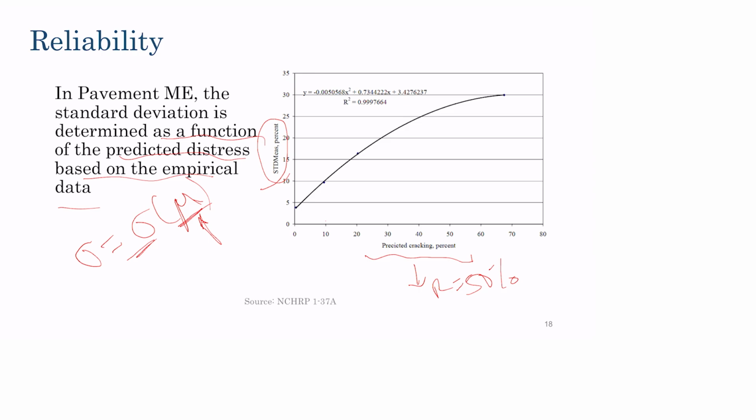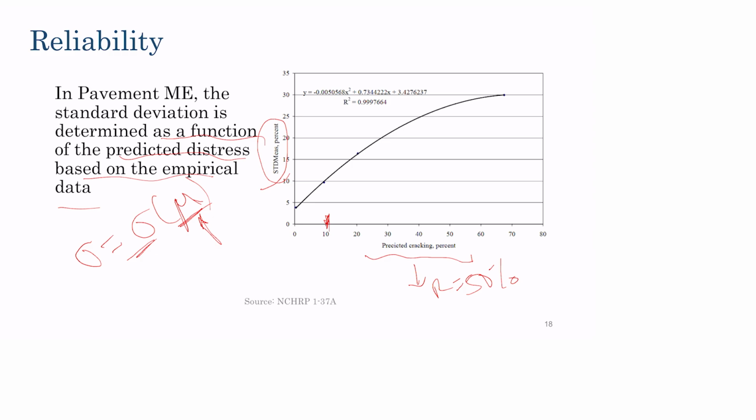What they found was, when the mechanistic model is predicting, say, 10% cracking, they went and looked at the sections where 10% cracking is predicted. Obviously, for those sections, they didn't find exactly 10% cracking. They found 9, 8, 10, 11, 12. There's some amount of a distribution over there. They calculated the standard deviation of that distribution.